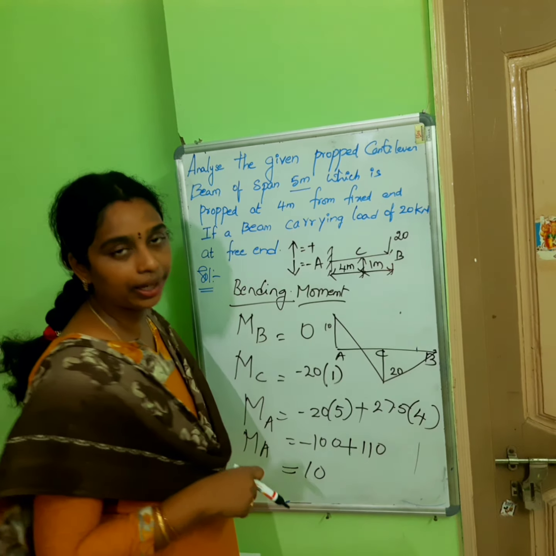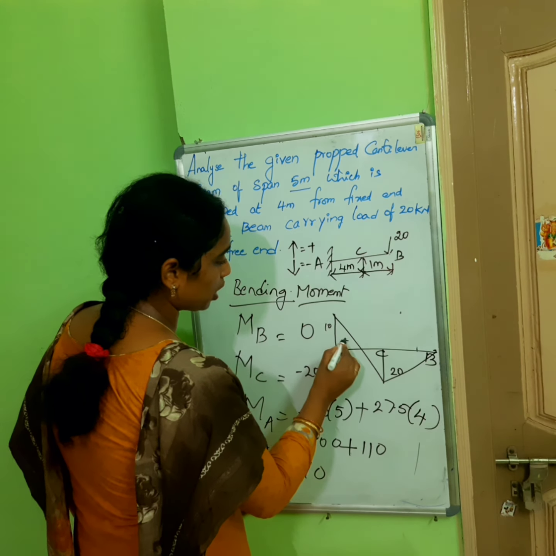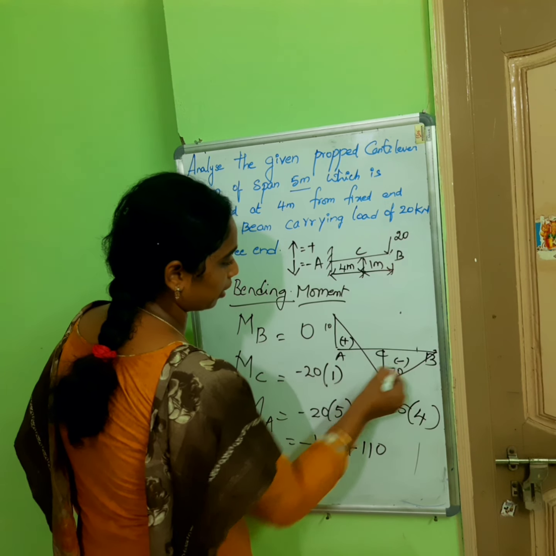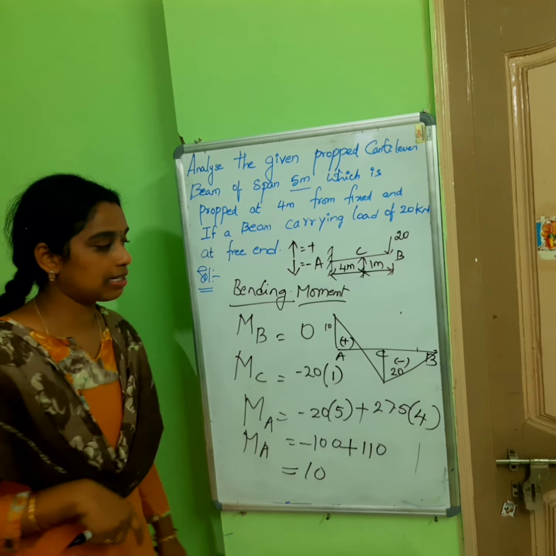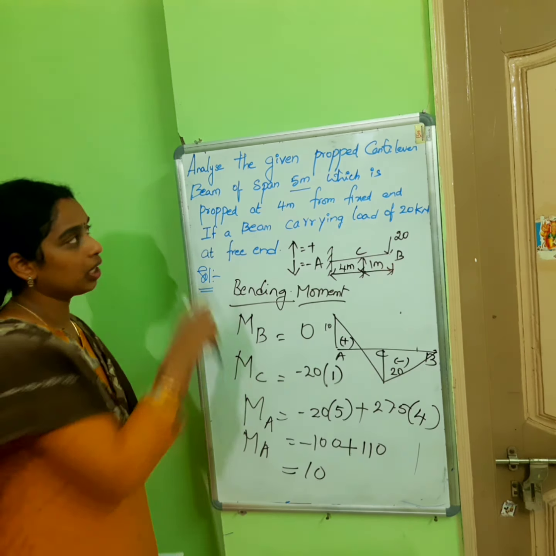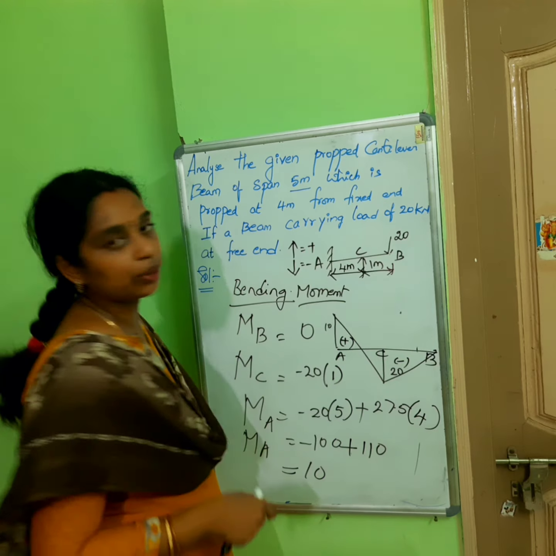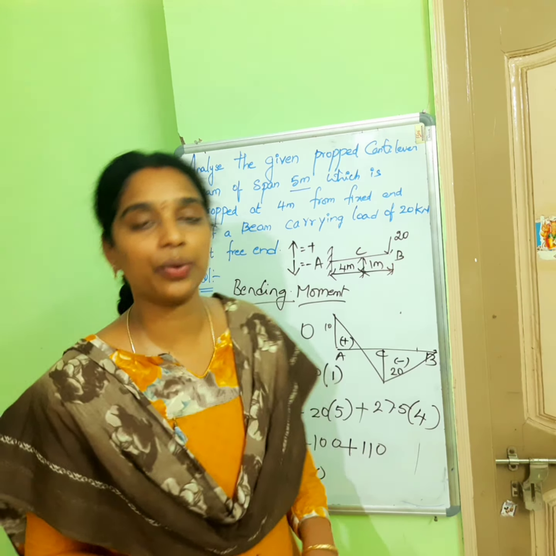Okay. I think everyone has understood this topic. This one is positive and this one is negative. Okay. This is my bending moment diagram for a propped cantilever with overhang. I think everyone has understood this video.